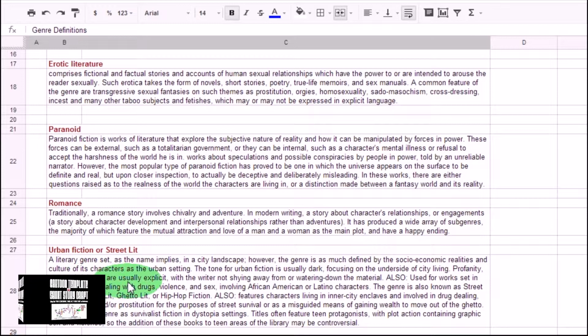An important part to remember is a lot of the sex, drugs, and violence in it is all for the purposes of street survival, as a misguided means of gaining wealth to move out of the environment. It's survivalist fiction in a dystopian setting.